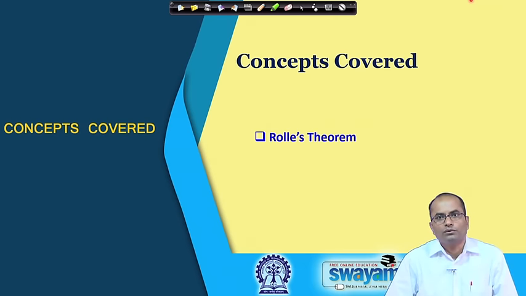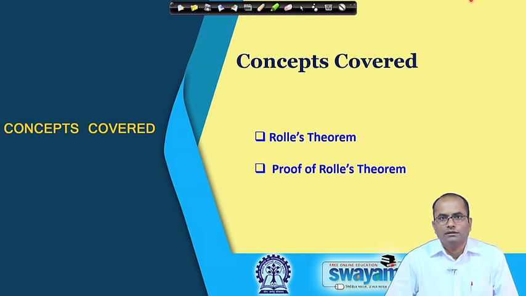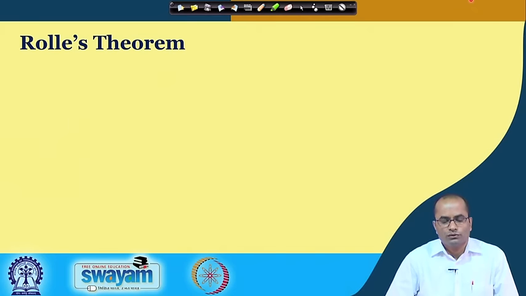Starting with Rolle's theorem, and since it is a very fundamental theorem, we will also go through the detailed proof, because this will be used for various other results in other lectures, and then some worked examples. So, what is Rolle's theorem?